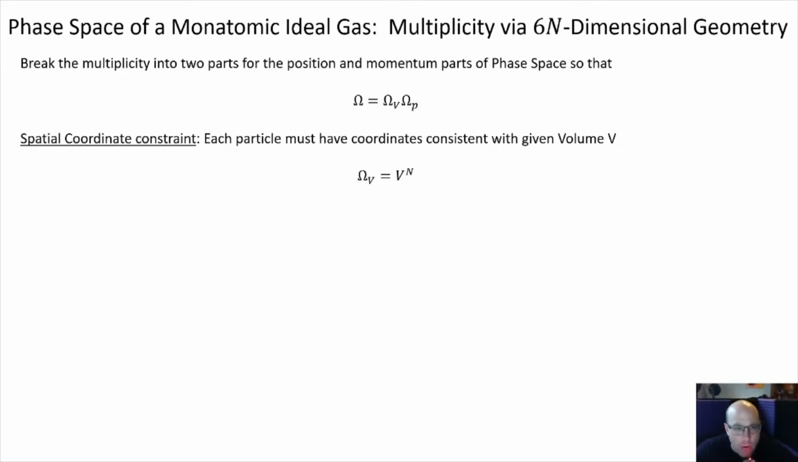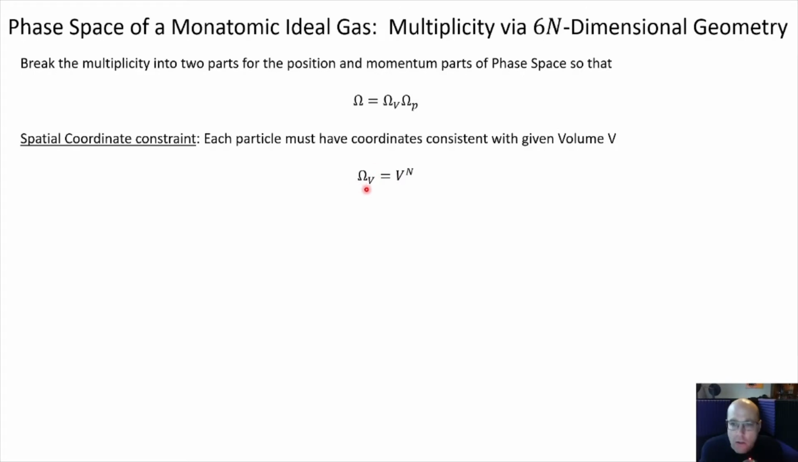So what we've done so far is construct an abstract phase space out of all the coordinates and all the momenta of the atoms in the gas. And we've argued that we can break the multiplicity of the ideal gas into two independent factors, one corresponding to the coordinate part of the phase space and the other corresponding to the momentum part of the phase space.